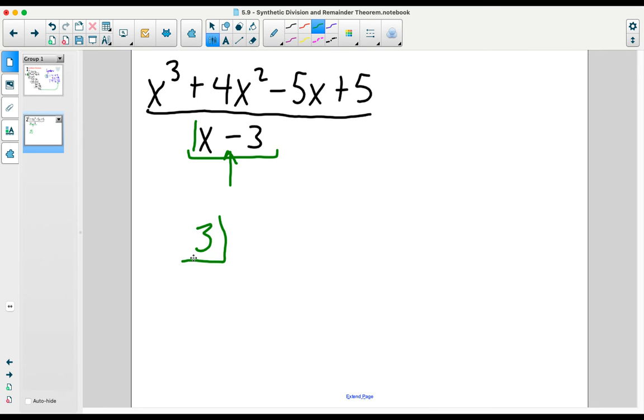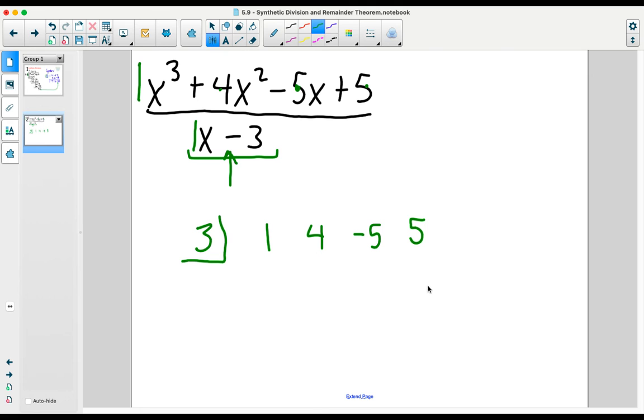And we follow that 3 with all of the coefficients from the dividend. So we have a 1, a 4, a -5, and a 5. So we're going to follow each one straight in line. Same rules apply for synthetic division that applied to polynomial division. If there's a term missing, you'll want to use a spacer term. And if they're not in order, you'll want to put them in order. You want that polynomial dividend to be in standard form.